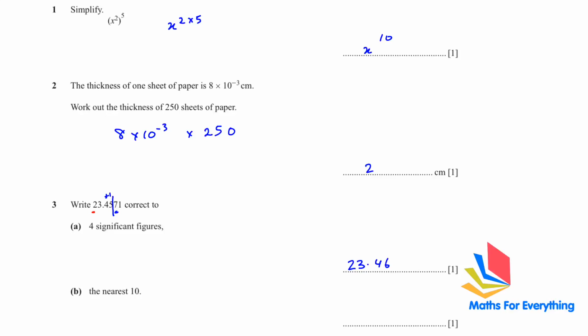This is the tens place and the number after is 3. It is less than 5. So you don't add any number. You replace it with 0. And the answer is 20.